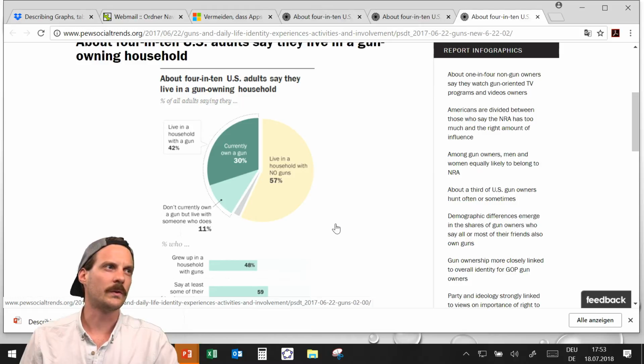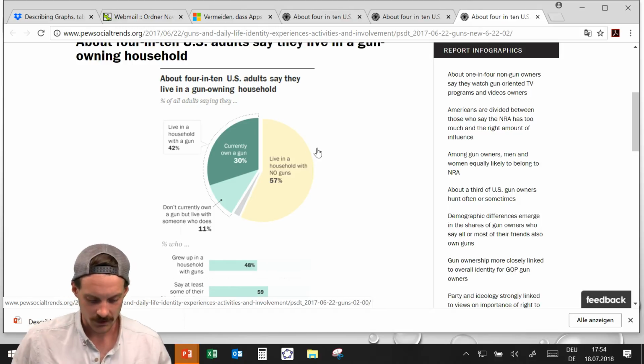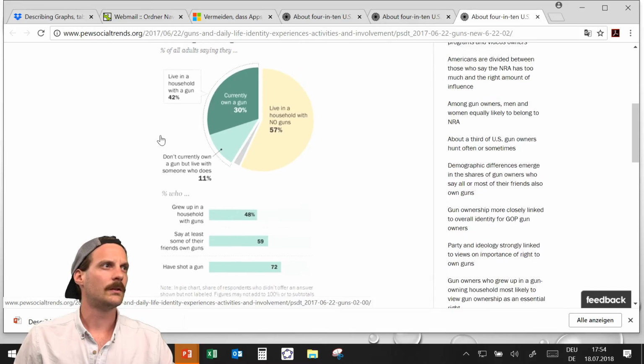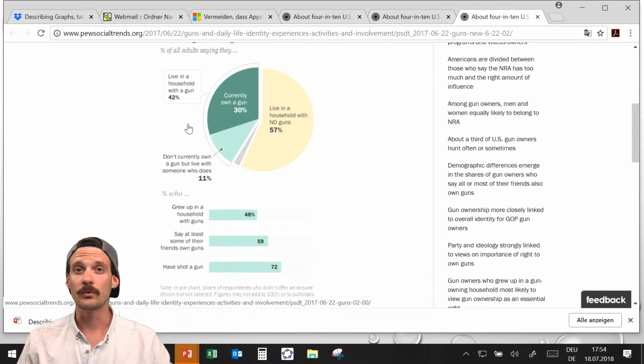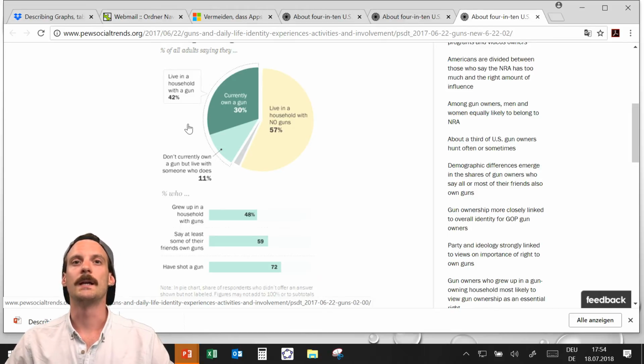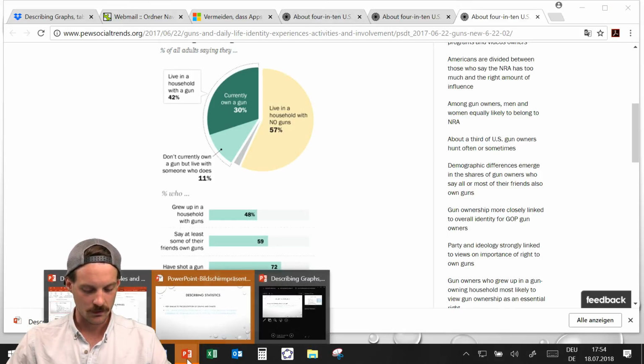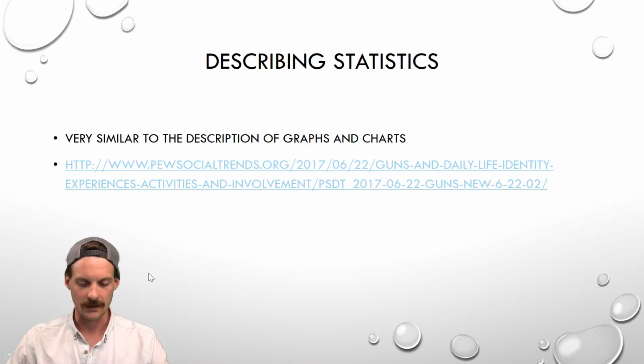In this case, 57% live in a household with no guns, and only a smaller amount of them currently own a gun, which is 30%. And if you have something like this and you prepared with how to describe pie charts, line graphs, and so on, you can easily read statistics, interpret them, and do your oral exams how you should do. Okay, so we had that.